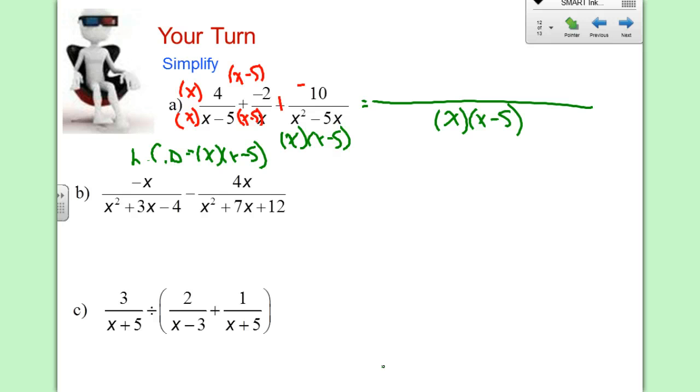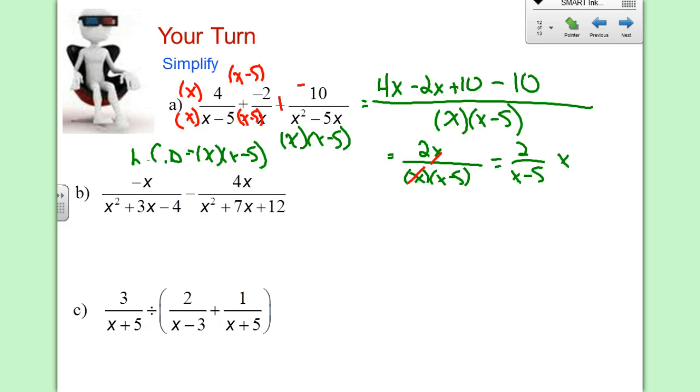So when I go over here and say, well, what do I have? Well, I'm going to have 4x. I'm going to have minus 2x plus 10, and then back here, I've got minus 10. What does that all simplify down to? That simplifies down to, which now becomes 2x all over x and x minus 5, but the x's cancel out, and you are left with 2 all over x minus 5, and x cannot be equal to 0 or 5.